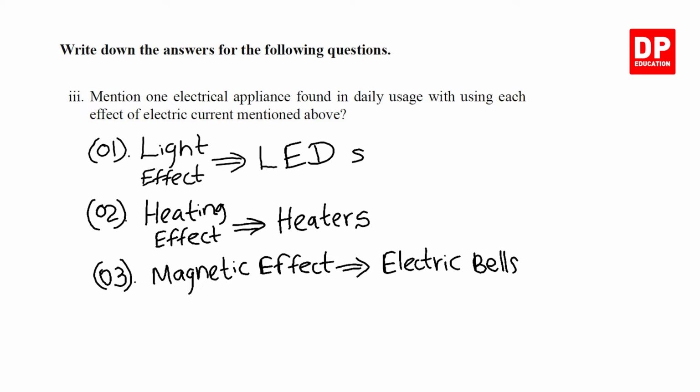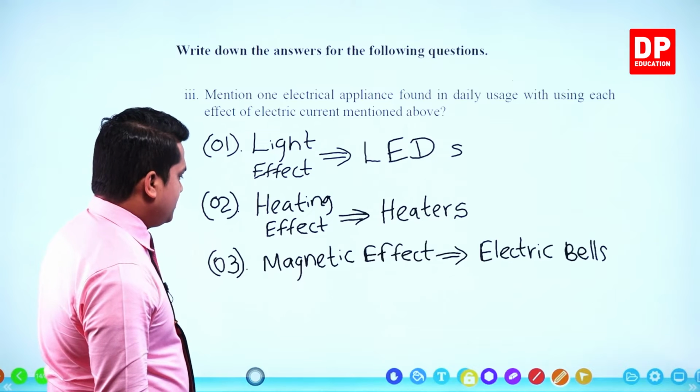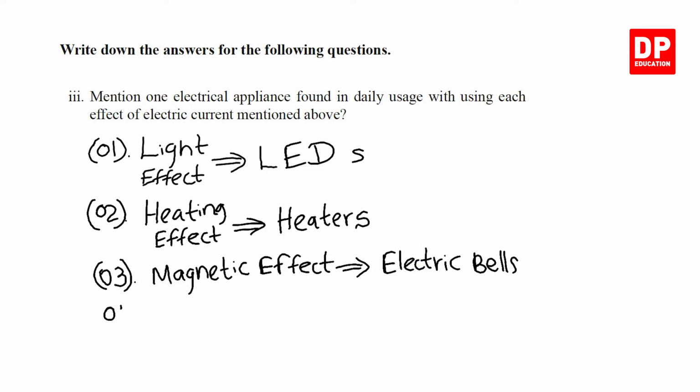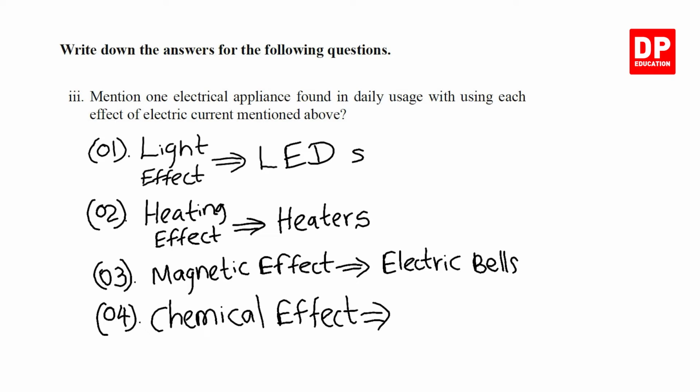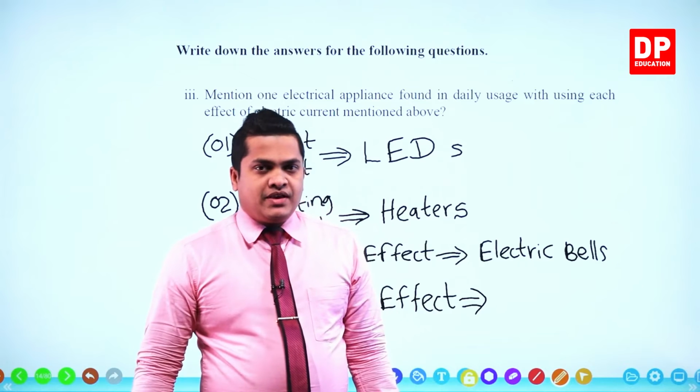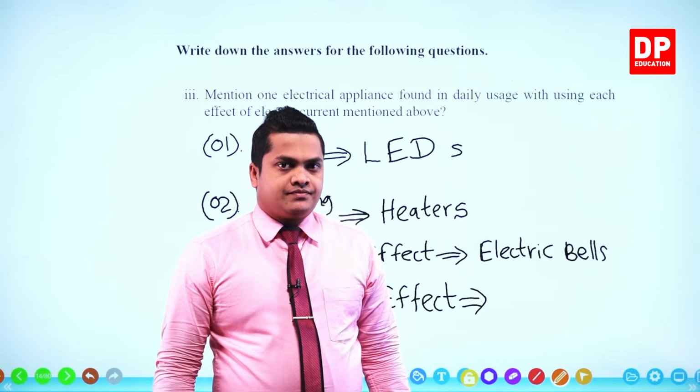Magnetic effect, electric bells. Then finally, fourth one, chemical effect. So my dear children, chemical effect is the final one.